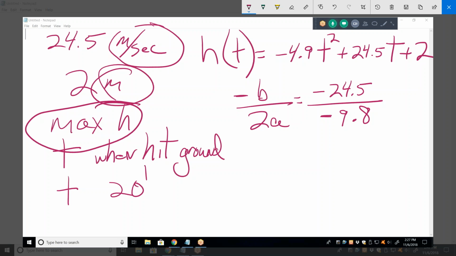You have your calculator? Let me do it on my simple 4-function calculator here. 24.5 divided by 9.8, exactly 2.5.